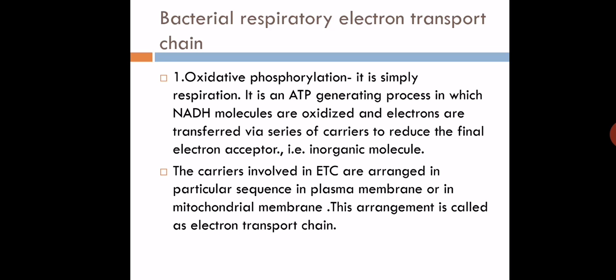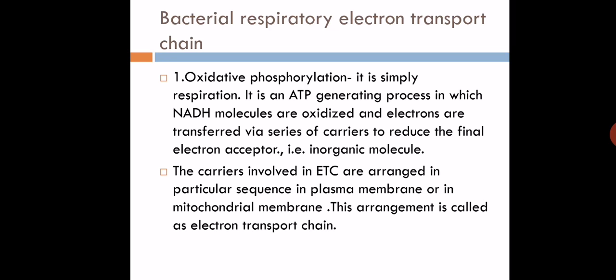So there is no oxygen. Terminal electron acceptor will not be oxygen. Instead of oxygen, there will be either carbonate or sulfate or nitrate. This is one difference. And regarding the ATP molecules, in respiration, a high number of ATP molecules will be observed, whereas in fermentation, only 2 molecules of ATP will be generated per 1 glucose molecule.